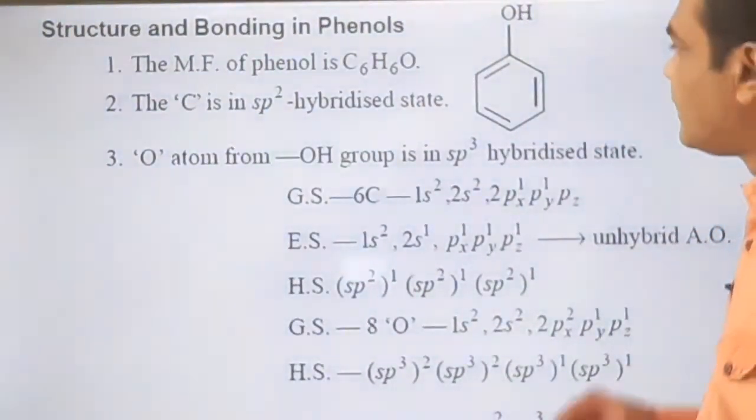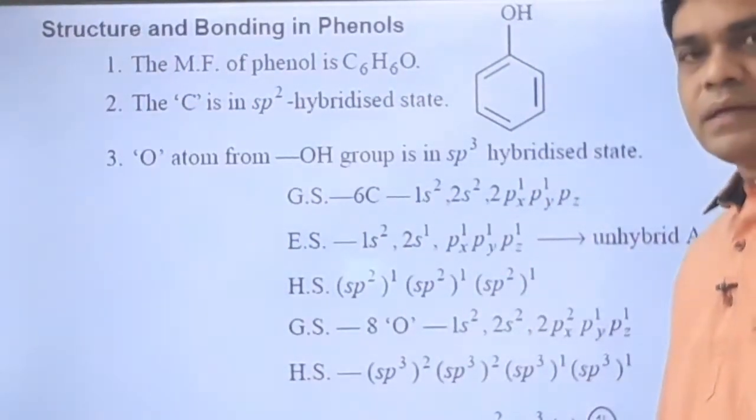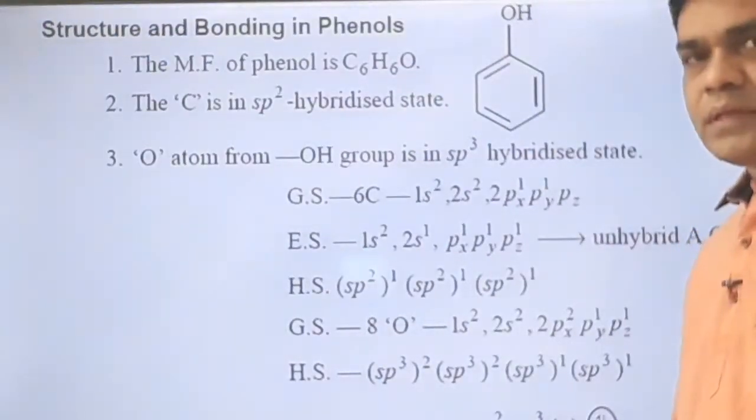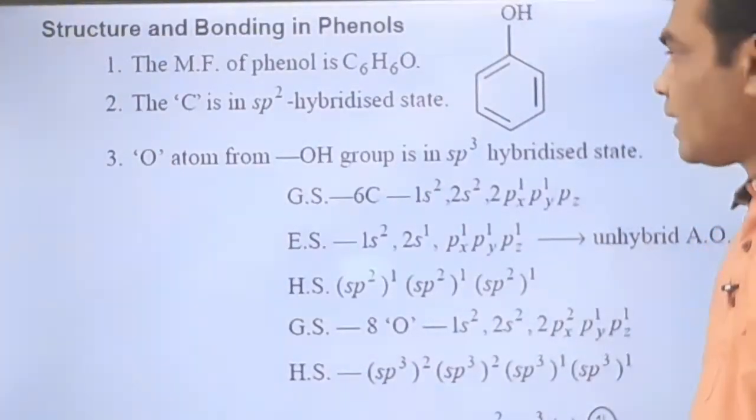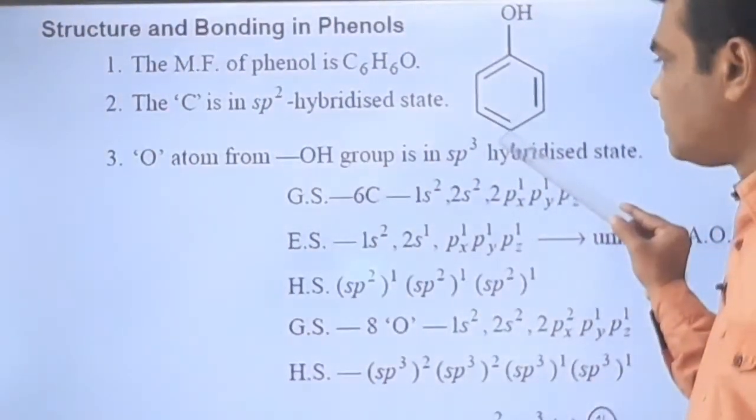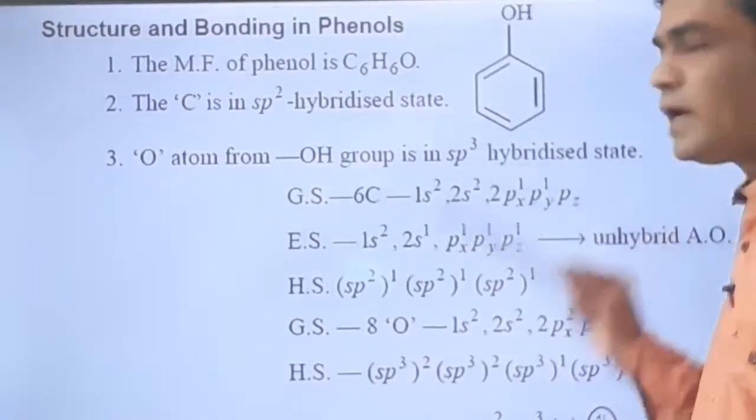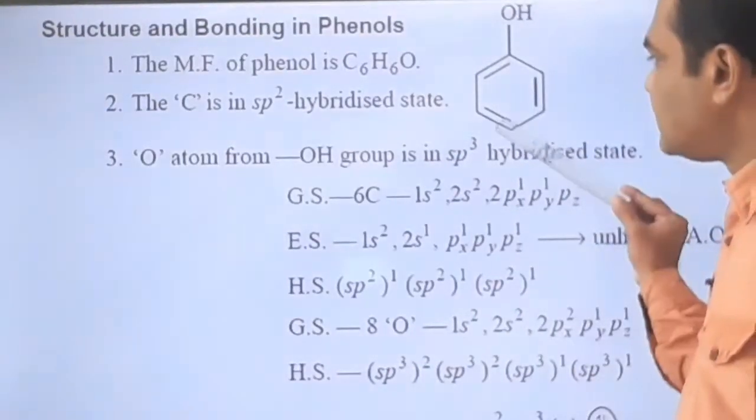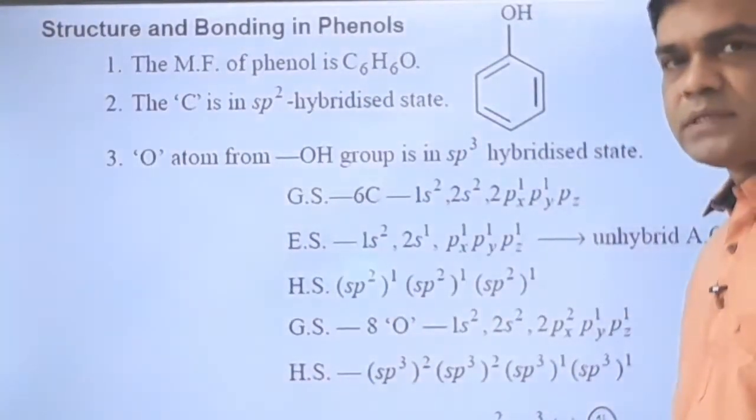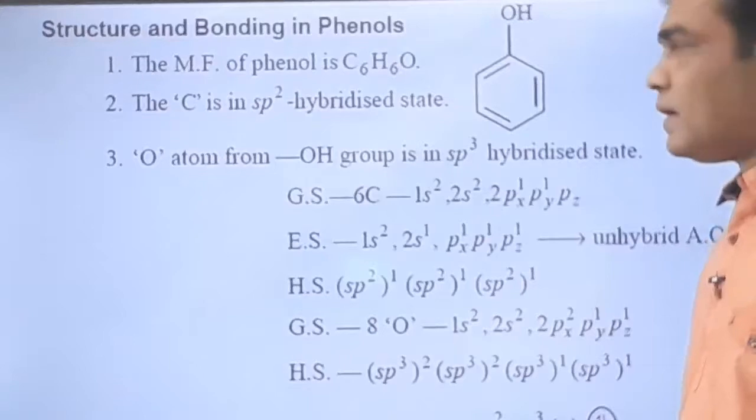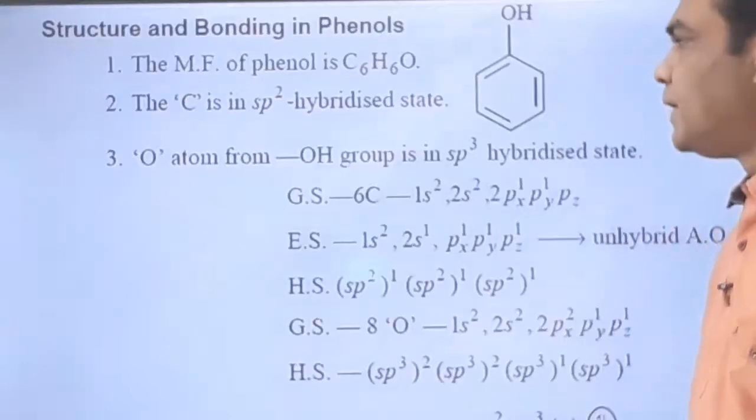Why sp2? How to determine the hybridization state of carbon or any element? Particularly for carbon, you have to count the number of sigma bonds attached to that carbon. How many sigma bonds are attached to this carbon? 1, this is 2, and the third with hydrogen. So 3 bonds. This one is a pi bond. Don't count the pi bond, only count the sigma bonds. So 3 sigma bonds, and if 3 sigma bonds, it is sp2 hybridized. Similarly, all the remaining carbon atoms are also sp2 hybridized.